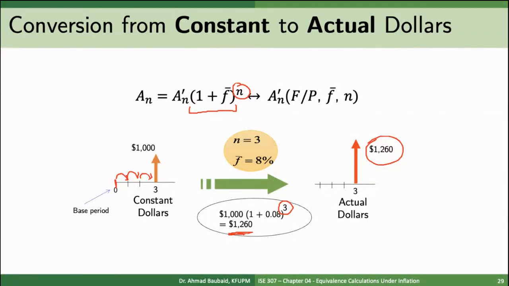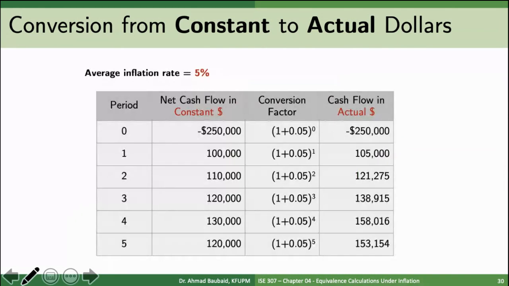All right, so this is the formula, and if you see here, it looks very much like our F given P business that we've had before. It's pretty much the same thing. The only difference is that I'm using the inflation rate, the general inflation rate, this F bar. Okay, and we'll see some examples on this. So this is how we go from constant to actual dollars.